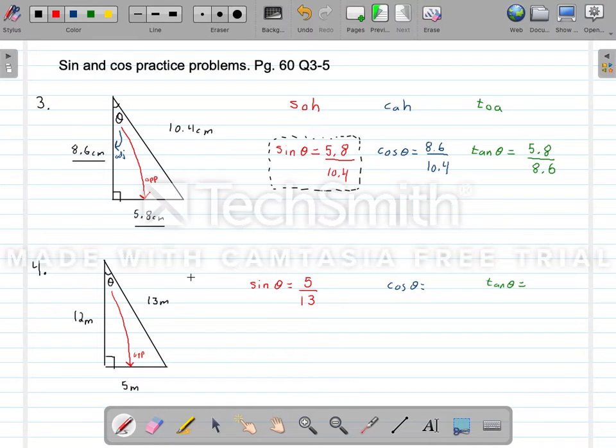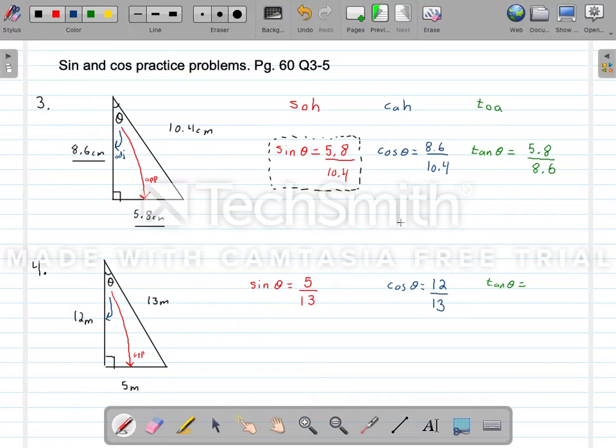Okay. Cos theta, cos is adjacent over hypotenuse. The adjacent side is right here. Okay, this is our adjacent. So cos theta equals 12 over 13.